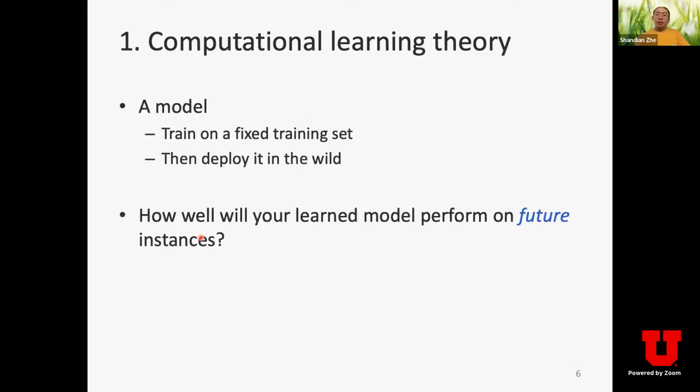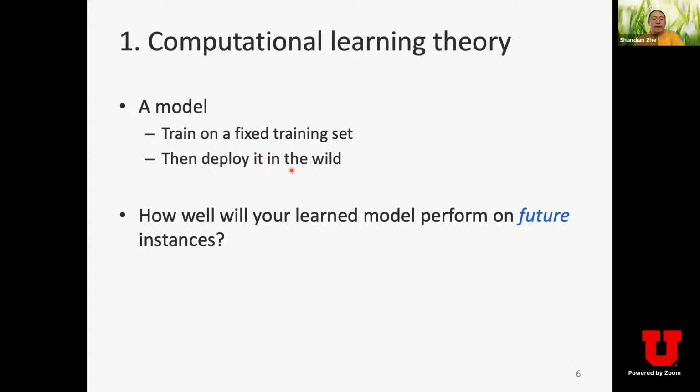Okay, now let us talk about computational learning theory. Here's the basic setting. Suppose we have a machine learning model. It could be a decision tree, a linear regression model, an artificial neural network, a perceptron, etc. We train the model on some fixed finite training set. Then we want to deploy this model in a while, to predict a variety of unseen future examples.